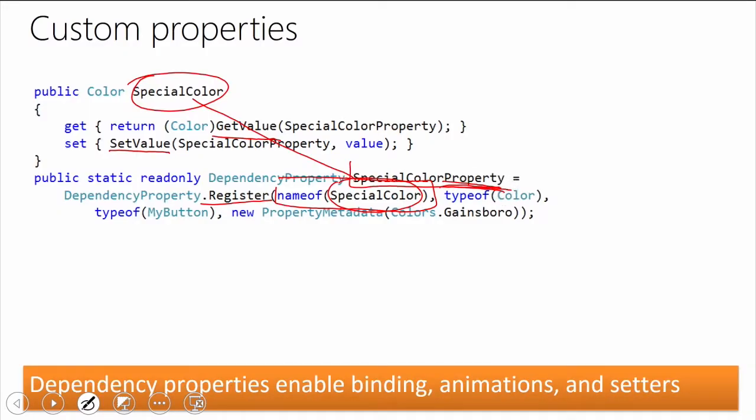It's also worth pointing out that the dependency property by convention is called the variable name with property appended to it. That's right. So when you see special color and then this property right under it, that's just convention.